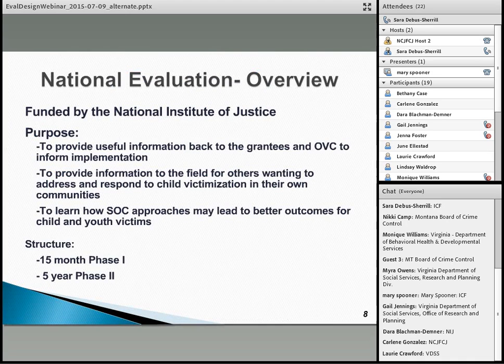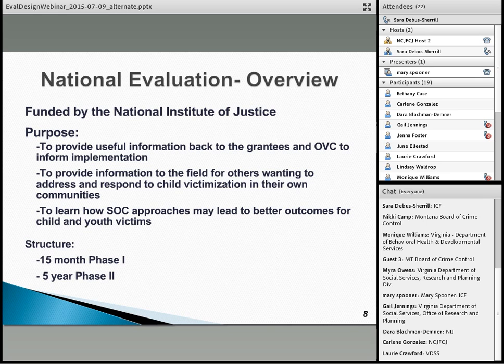In terms of the evaluation, as mentioned, it's funded by the National Institute of Justice, and we were really hoping that this study will help provide useful information back to the grantees and to OVC to inform the implementation. We also want it to be available for the field, for others who are wanting to replicate and do things in their own communities to respond to child victimization. And then finally, we're hoping it can just generally build knowledge to learn how system of care approaches may lead to better outcomes for this population. And so I'm going to lay out for you all the different pieces of it, but just keeping in mind these three purposes and where we're hoping the information will go.